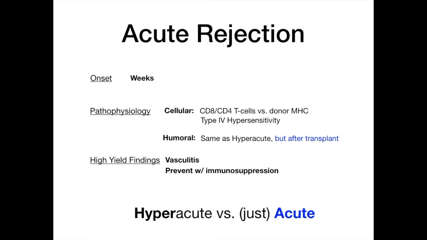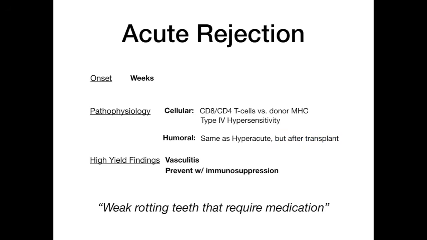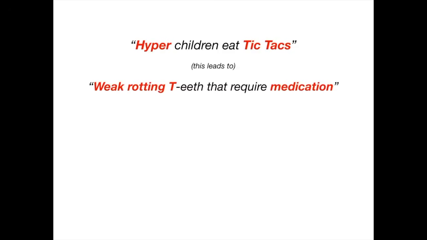Okay, so what's our mnemonic for this one? What is the second sentence in our story? It's weak, rotting teeth that require medication. So let's complete the two sentences so far. We started with hyper children eat Tic Tacs. Now this leads to weak, rotting teeth that require medication. So think about your story, guys. We're talking about transplant rejection, so you know that we're talking about dental transplants.